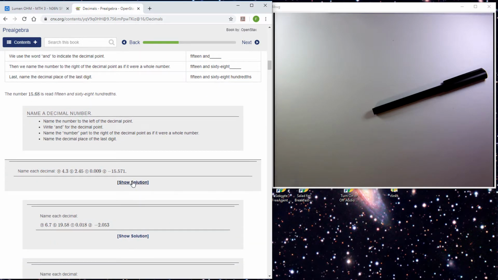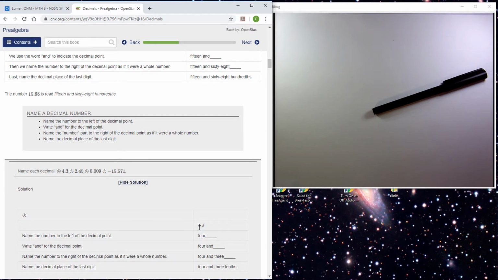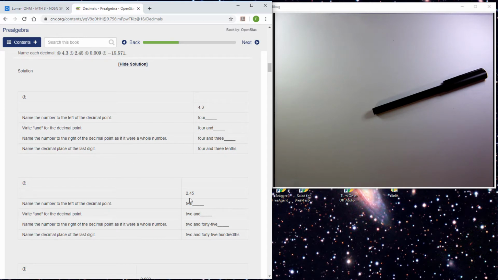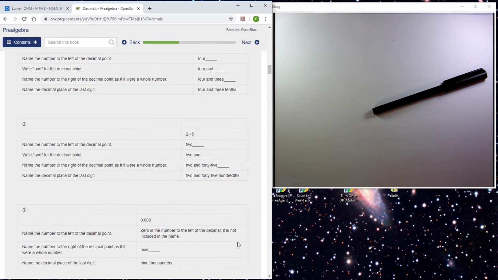So let's name some of these together. Here we have 4.3, or 4 and 3 tenths. The part before the decimal is the whole part. The decimal is the "and," and the part that comes after the decimal is read according to the furthest place out. The 3 is in the tenths place, so we say 4 and 3 tenths. Next one, we have 2 and 45 hundredths. The part before the decimal is the whole part. The decimal part is "and," and we read it according to the furthest place out. The 5 is in the hundredths place. So we have 2 and 45 hundredths.